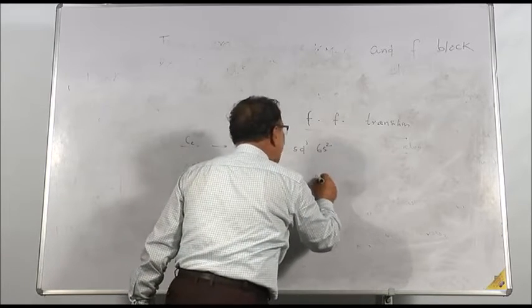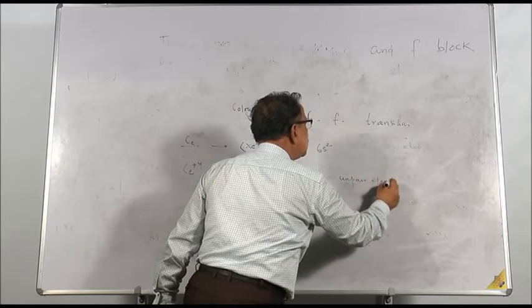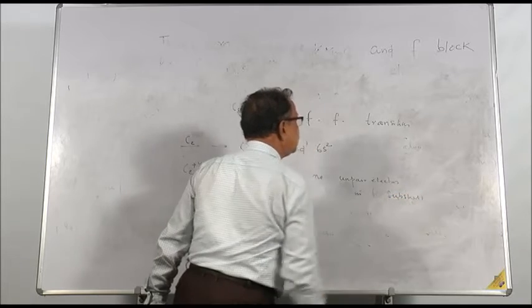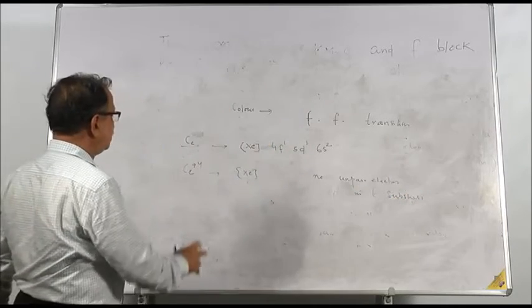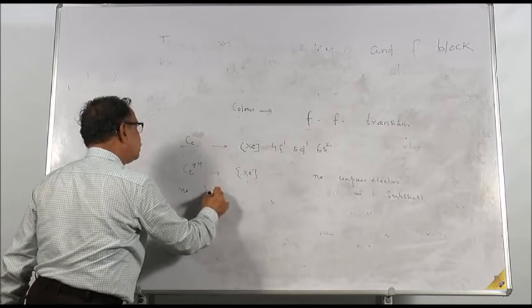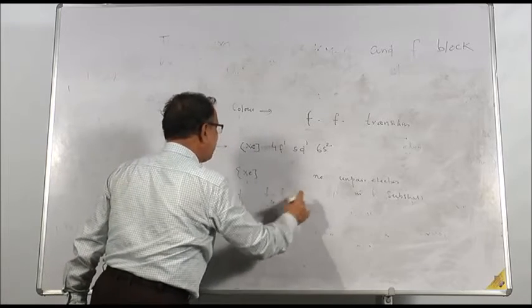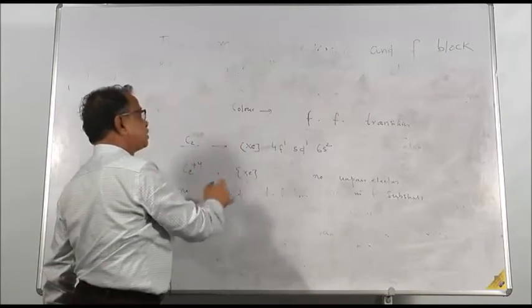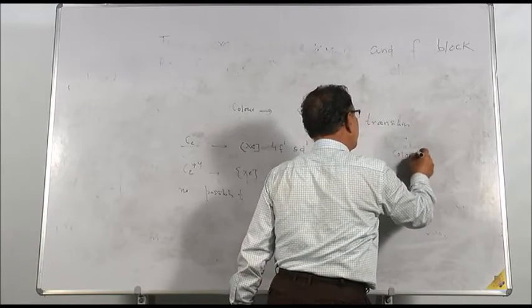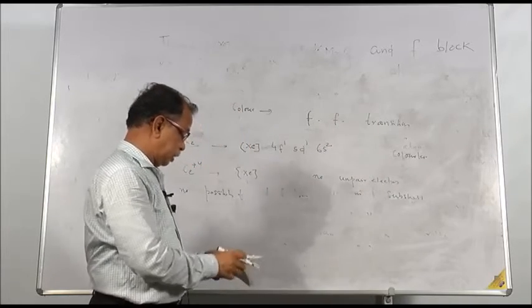There are no unpaired electrons in the f subshell. Therefore, there is no possibility of f-f transition. So cerium plus 4 is colorless. Why is it colorless? You can explain by means of electronic configuration.